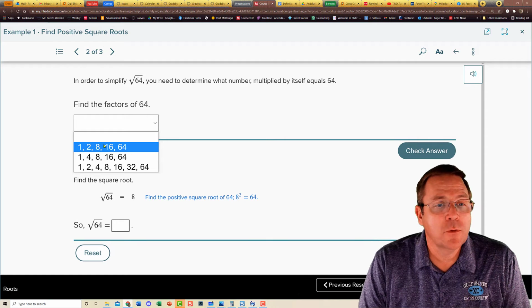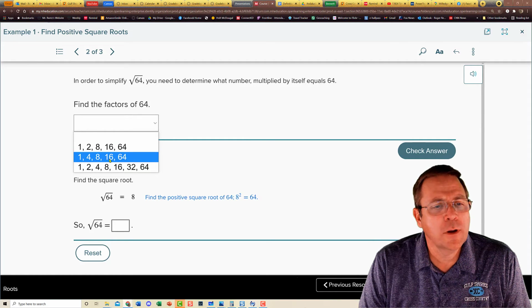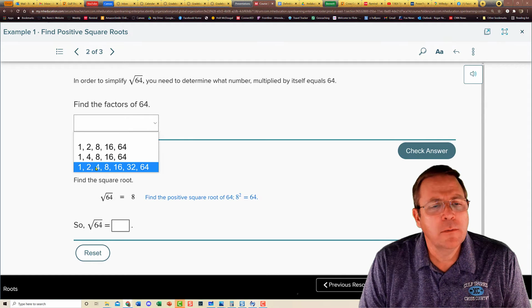Your factors of 64, well, we got 1 times 64, 2 times 16? No, that's not 64. How about 4 times 16? Yep, that'll work. And then 8 times 8. But would this one work? 1 times 64, 2 times 32, 4 times 16, and 8 times 8.